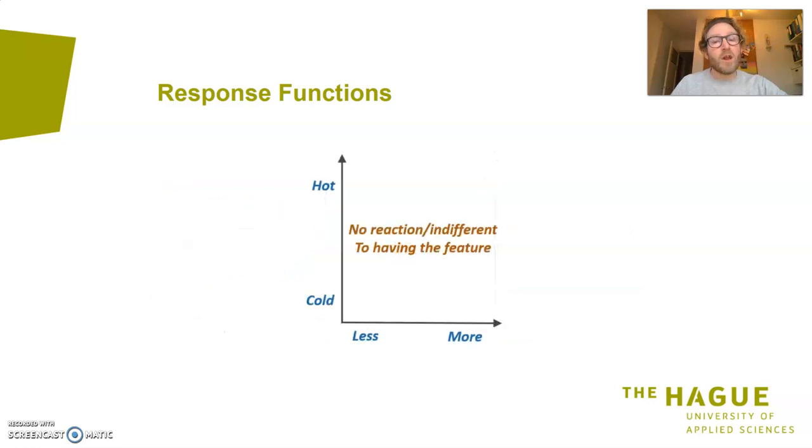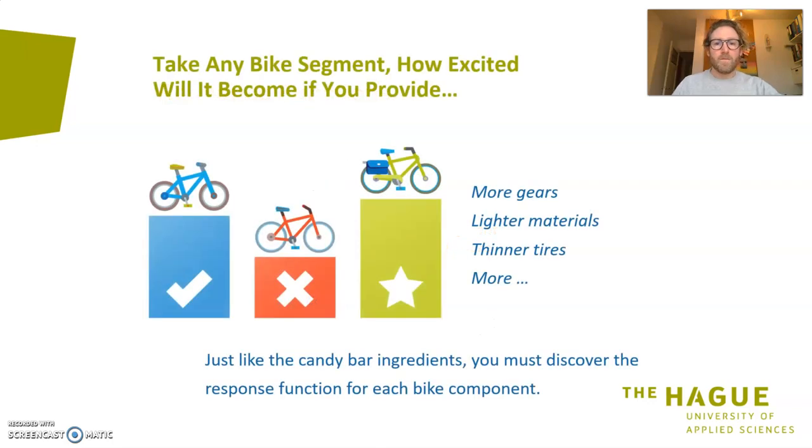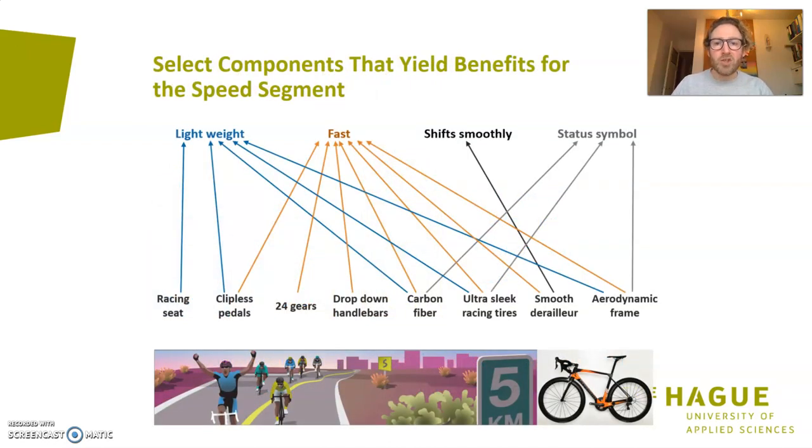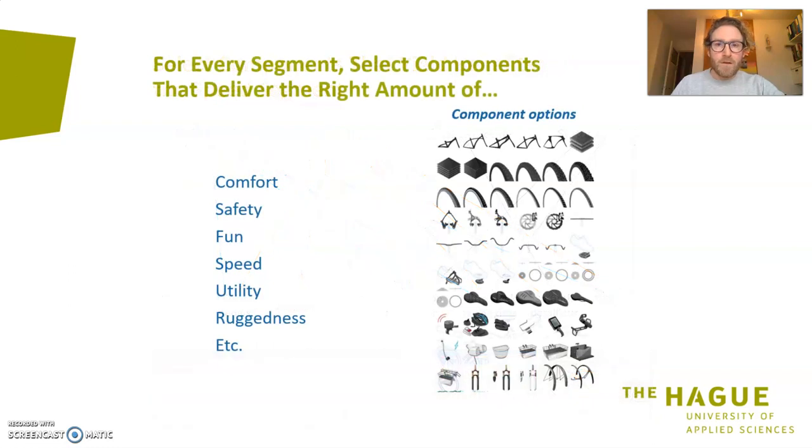Also the last one, we also have response functions where actually there's no difference. They couldn't care about it. So, take any bike segment you want, and then think what you're going to build. Just like the candy bar ingredients or the peanuts, you discover the response function for each bike component. So if we look at the different components, you need to match them to the correct part. Do this well and you are able to actually create a brand to your customer's liking. You see, tons of components, tons of options.